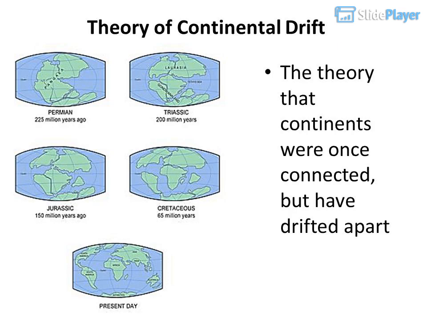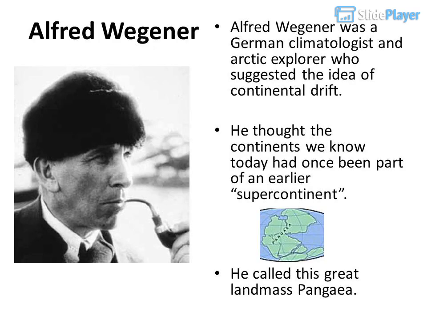Theory of continental drift: the theory that continents were once connected, but have drifted apart. Alfred Wegener was a German climatologist and Arctic explorer who suggested the idea of continental drift. He thought the continents we know today had once been part of an earlier supercontinent. He called this great landmass Pangaea.